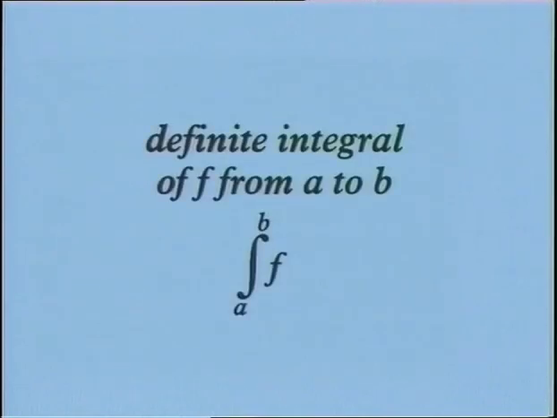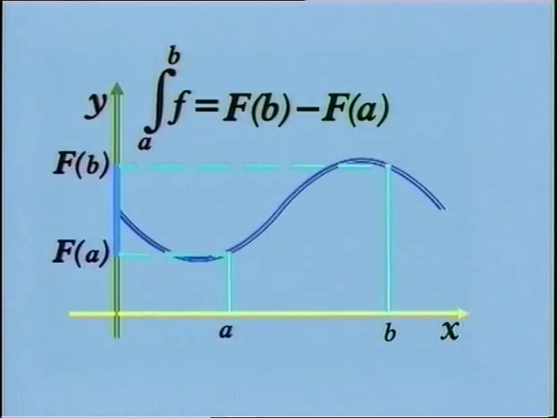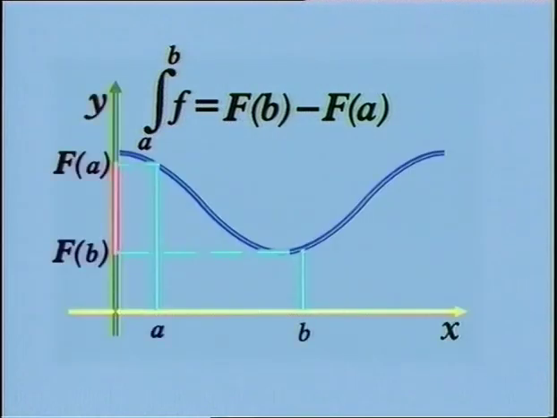We call this accumulated change the definite integral of little f from a to b. And we denote this as the integral of little f with subscript a and superscript b on the integral sign. From what's been said, you can see that this is equal to big F of b minus big F of a, where big F is any antiderivative of little f. This definite integral will be positive if big F of b is larger than big F of a, and it'll be negative if big F of b is smaller than big F of a.